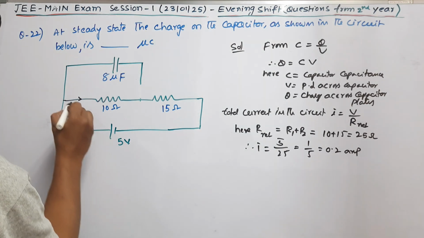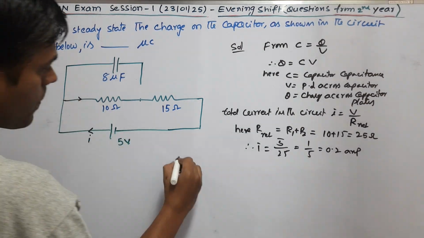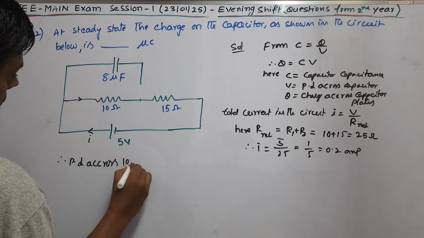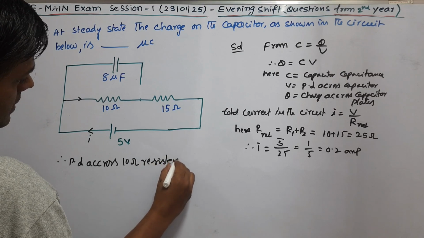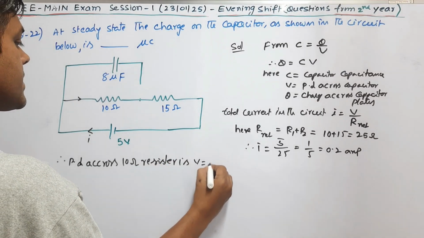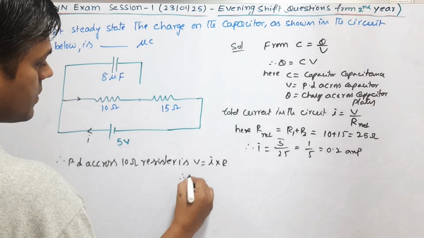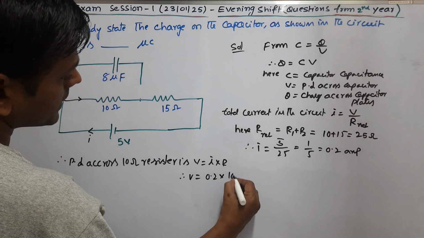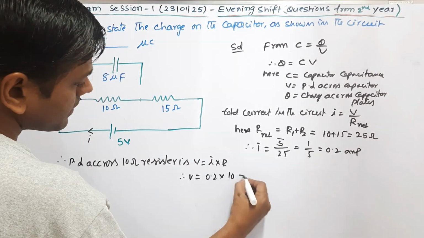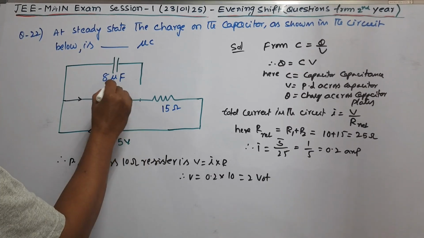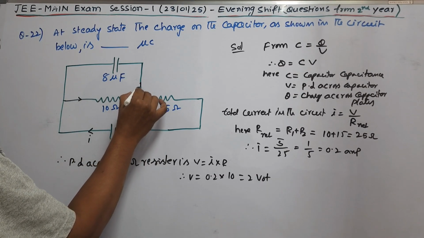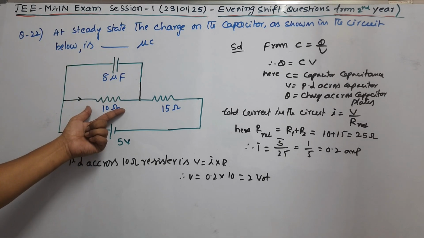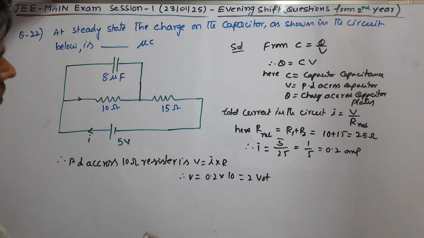Okay. So what is the potential drop across this 10 ohm resistor? V is equal to I into its resistance. Therefore, V is equal to 0.2 times 10, which is 2 volt. Here the 8 microfarad capacitor is connected across this 10 ohm resistor, so the potential difference across this 10 ohm resistor is equal to the potential difference across the capacitor.